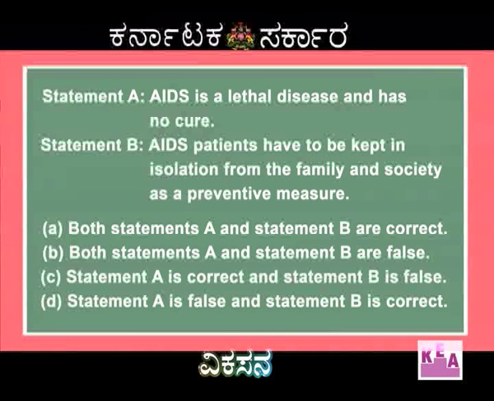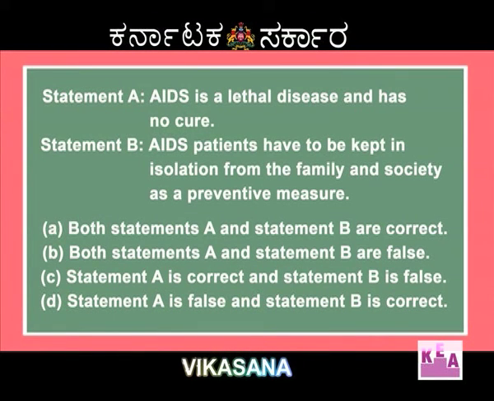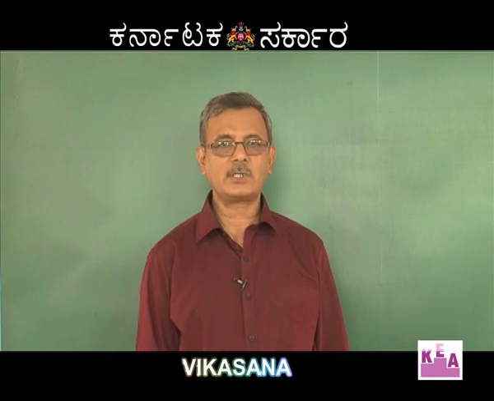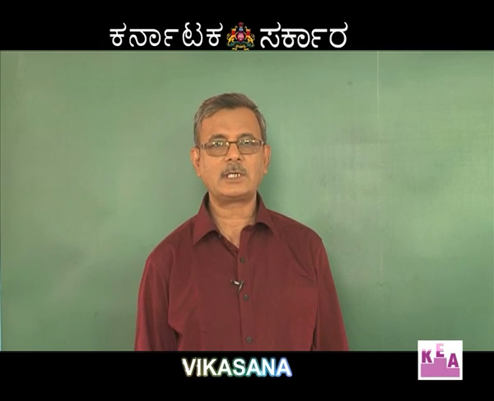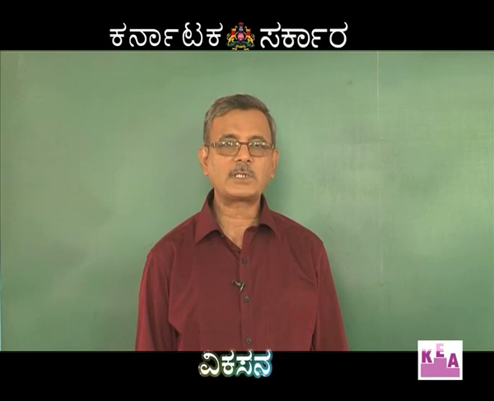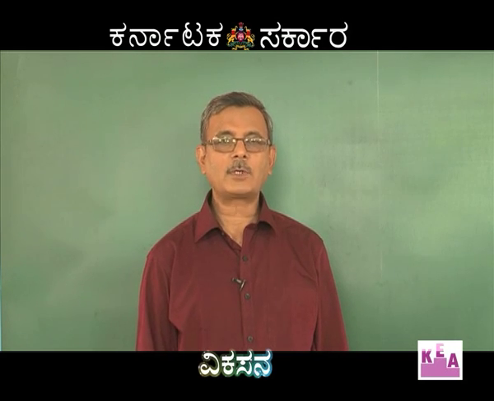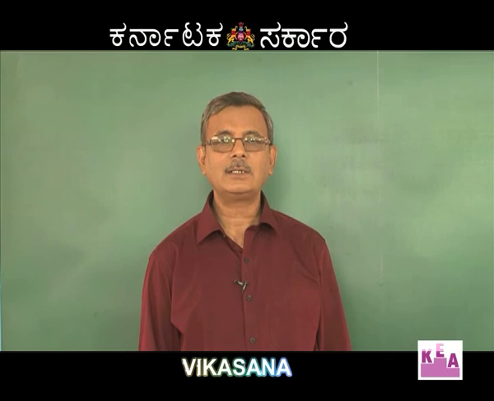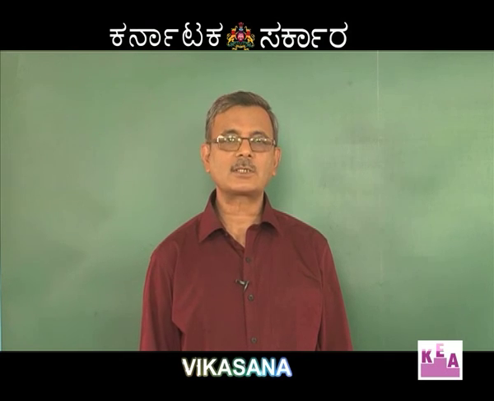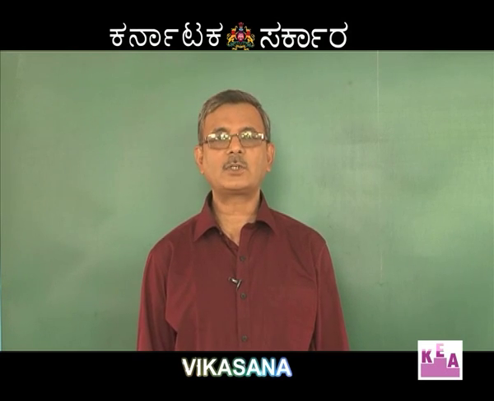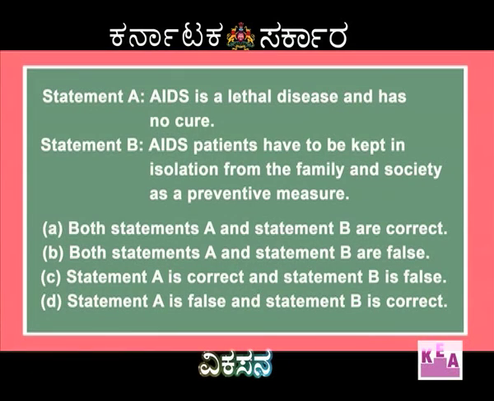AIDS is a lethal disease and has no cure. First part, it is the killer disease. Thereby, AIDS is a lethal disease, 100% acceptable. It has no cure. Remember students, you have learned that only partial success in the treatment of AIDS is seen. Thereby, it has no permanent cure. So, statement A is correct.